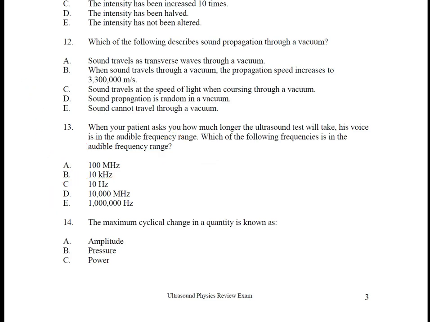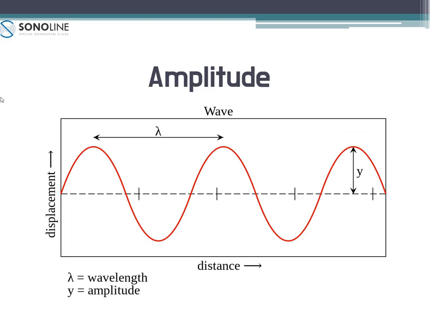Let's look at question 14 below. If you look at the sentence, it's asking about the maximum quantitative change in a cycle. I'll explain this while looking at the diagram. If you look at the diagram, this part corresponding to the maximum in the cycle is called the amplitude. You can think of it as the part related to the highest point.